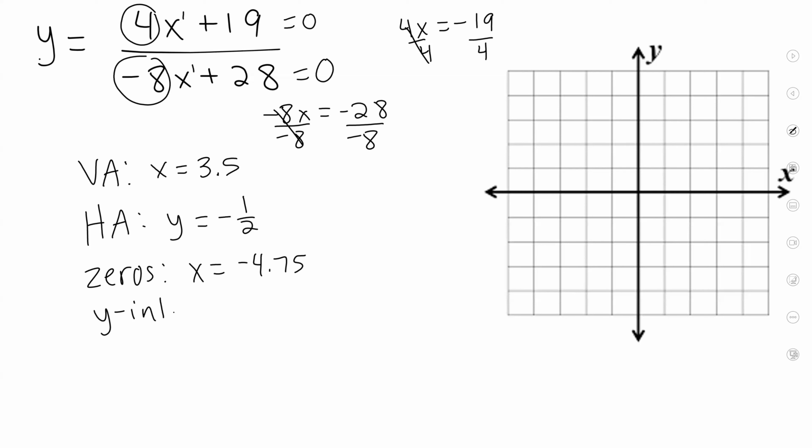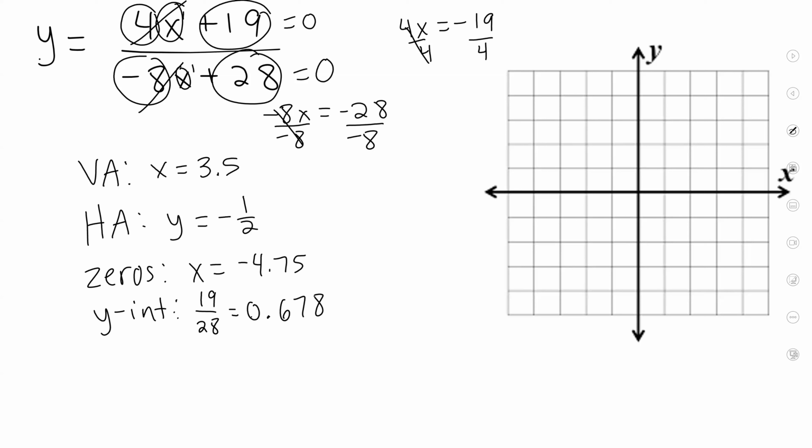All right, now let's figure out what the y-intercept is. We're going to plug in zeros everywhere. So if you plug in a 0 here, that goes away. Plug in a 0 here, that goes away. I'm left with 19 over 28. What's 19 over 28? Thank you.